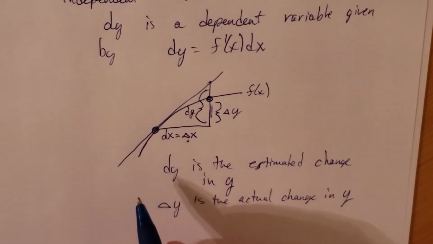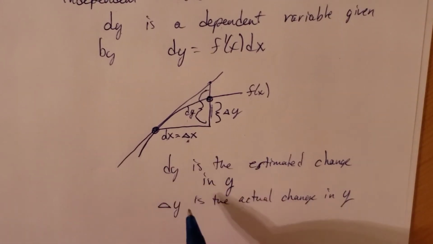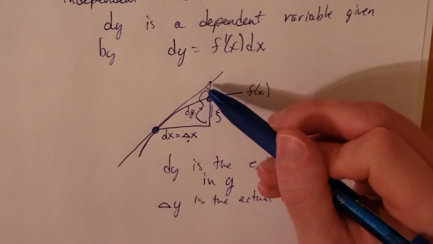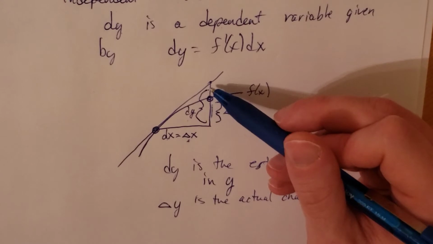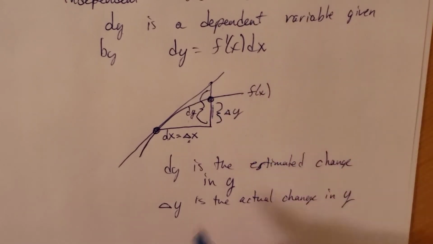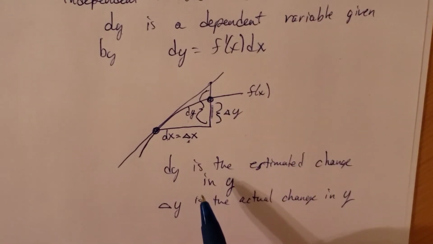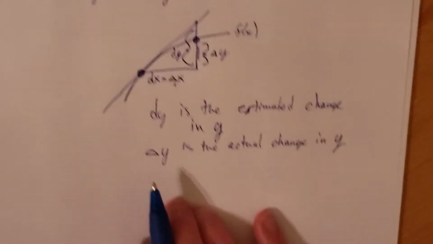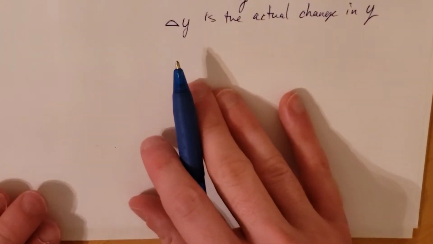All right. So with this information, we can kind of see that this is related to the linearization because this dy just helps us get our change in y, or estimates our change in y. So let's use this to do a couple of examples. So here is our first example.